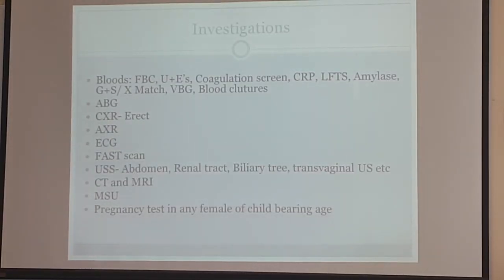For surgical patients especially, it's important to get a group and save, plus or minus a cross match, especially if you think the patient might be going to theatre. CBG is really useful. You tend to get it in your normal batch. In A&E especially, you get handed many VBGs throughout the day to check if they're okay or not. But they provide a wealth of information, so it's worth looking at. And always think about doing cultures as well, especially if you think there's an infected cause. Okay.